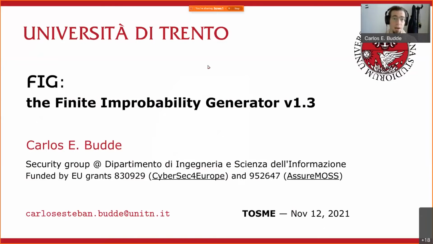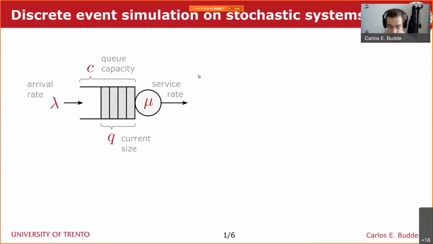As Marco said, I'm going to present FIG, the Finite Improbability Generator. This is a statistical model checker that we have been developing in my university, originally in Argentina, then the Netherlands, now here in Italy. So what is a statistical model checker? Essentially, we perform model checking by simulation. This requires that the models you are going to analyze are fully stochastic, so there should be no non-determinism.